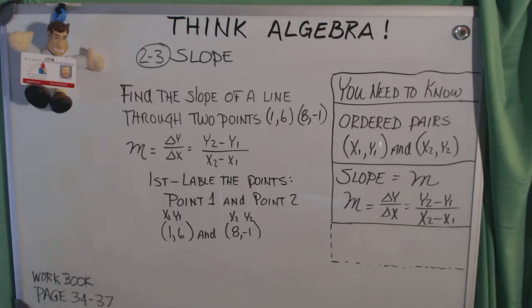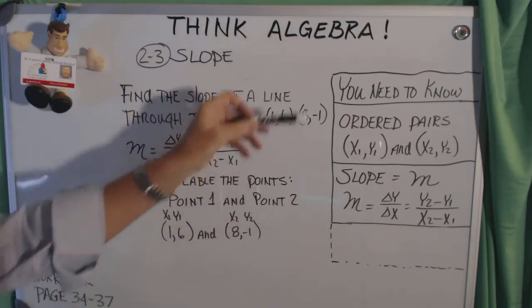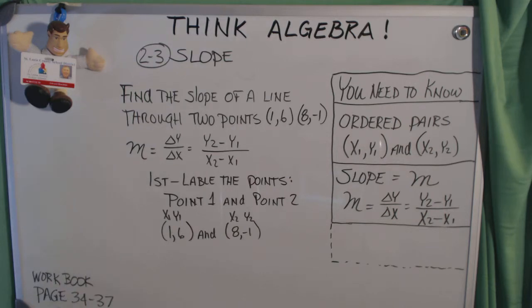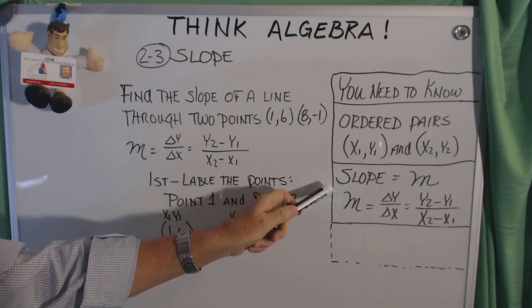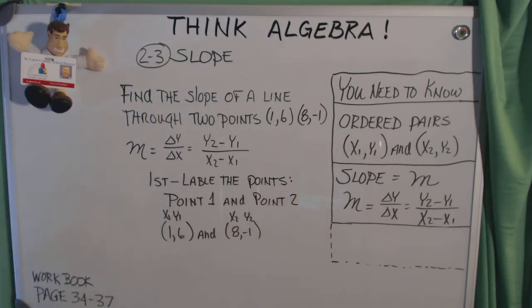Let's begin with the slope. That's the fundamental part of dealing with linear equations. And I want to find the slope of a line through 2 points. And the things that I need to know before I do this: you need to know what ordered pairs are, and you need to know the formula for the slope.